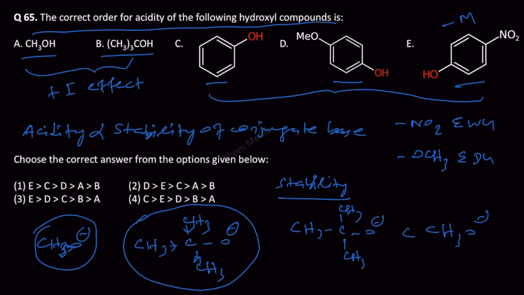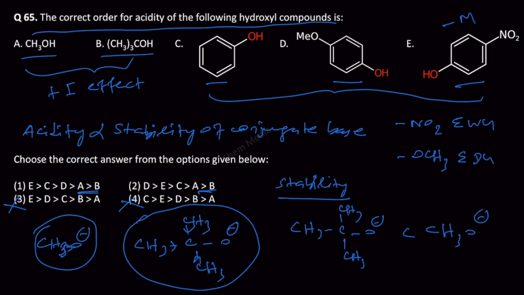compared to methoxide ion, which means methanol will be more acidic than tertiary butyl alcohol. This means A has to be greater than B. So therefore 3 is definitely wrong, 4 is also wrong.